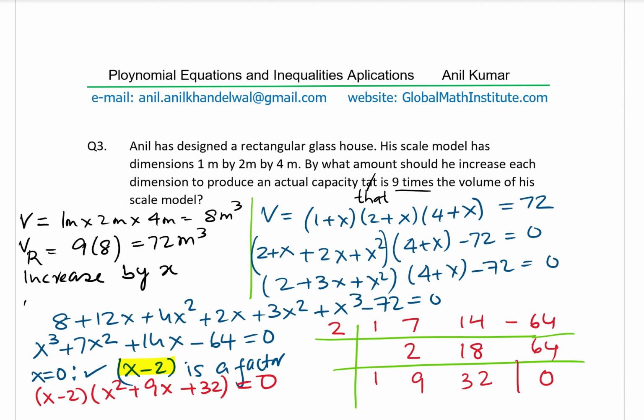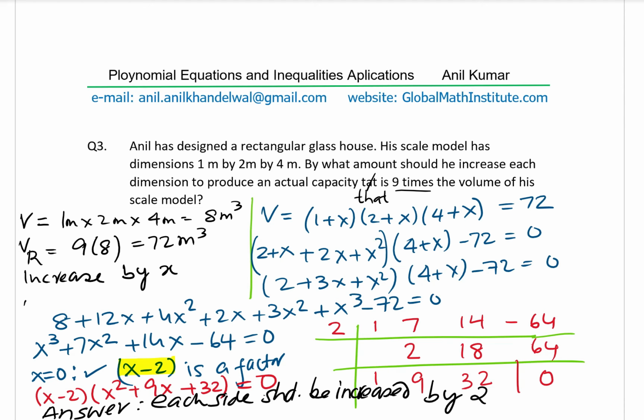Now the question is, by what amount should he increase each dimension to produce an actual capacity that is 9 times the volume of the scale? So we can now write down our answer, which is that each side should be increased by 2 and the units are meters. Is that clear to you? So that is how we are going to answer this particular question.